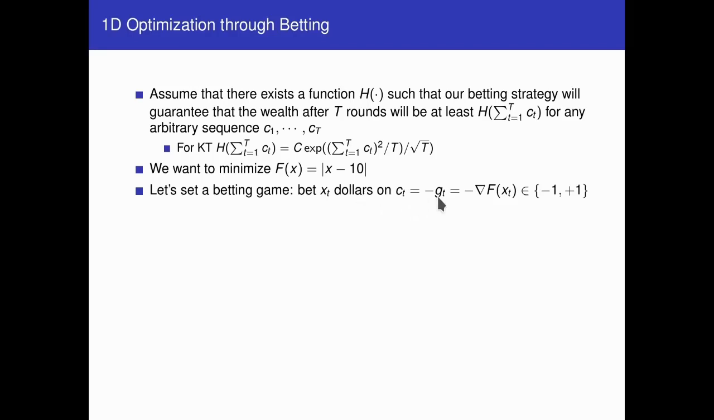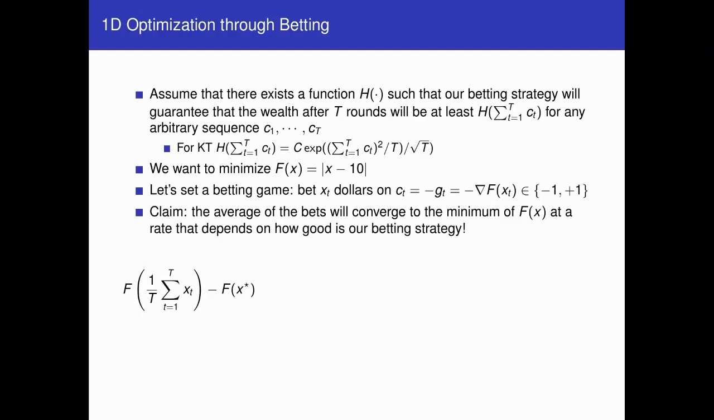You take the gradient, you flip the sign, that is the coin. If you know how much money you were betting on which side and you know the coin, now you know if you win or lose money. You pass this information to the betting strategy. The betting strategy tells you what is the amount of money that you should bet in the next round, and that is the next x of t. That's it. This is the entire reduction.